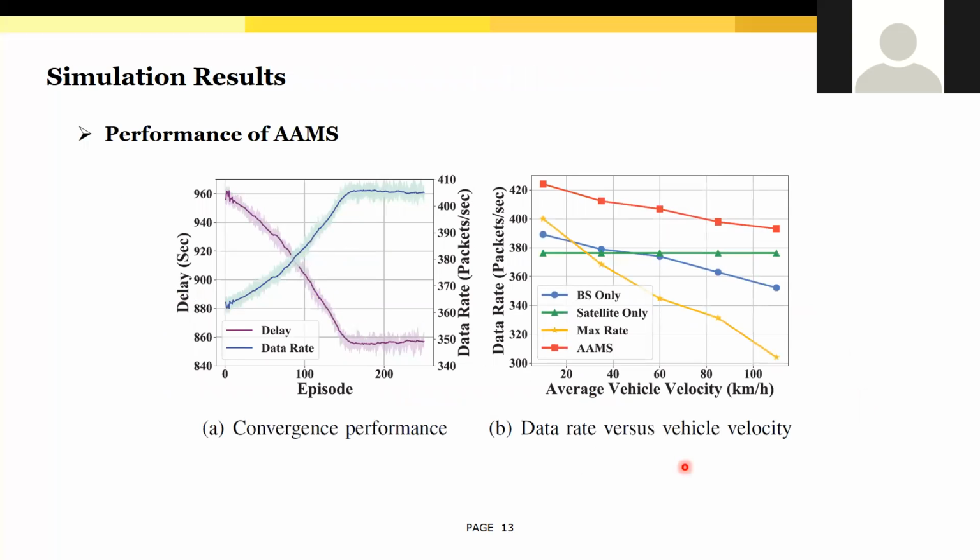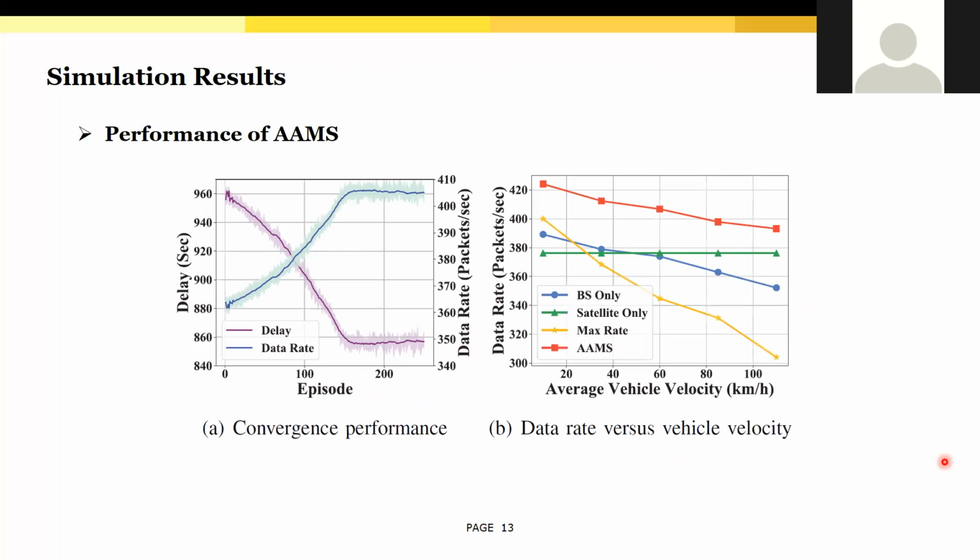We present some simulation results to evaluate the proposed AMS scheme. Figure A shows the convergence performance of the AMS algorithm. We can see that both the overall delay and the average data rate converge after 150 episodes.